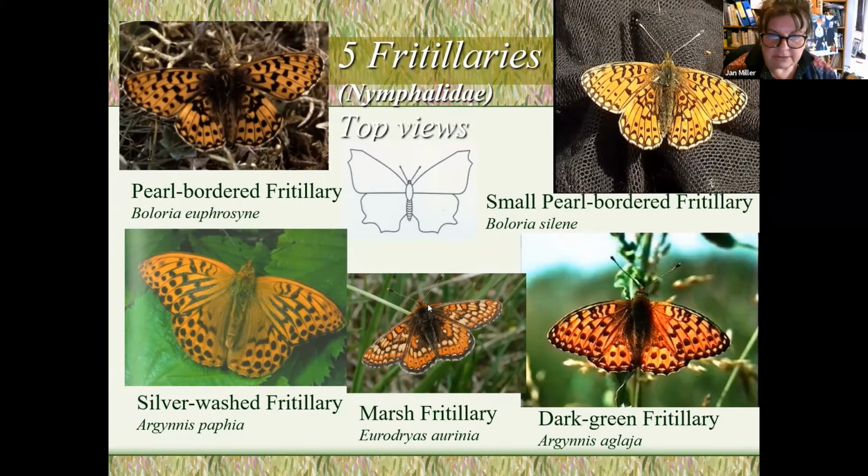And our rarest one of all, our red data species, is the marsh fritillary. The only Butterfly Conservation reserve in South Wales is mainly for this species. It still lives in what they call rhos pasture in Welsh. It's very boggy, wet pasture, and it feeds on devil's bit scabious.